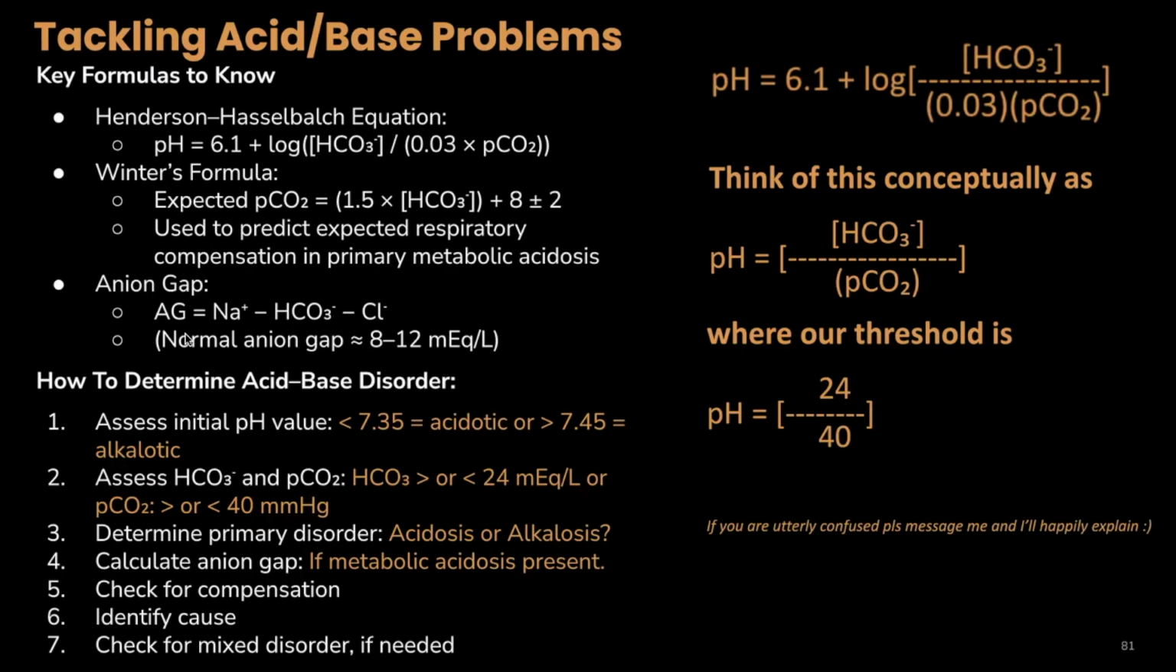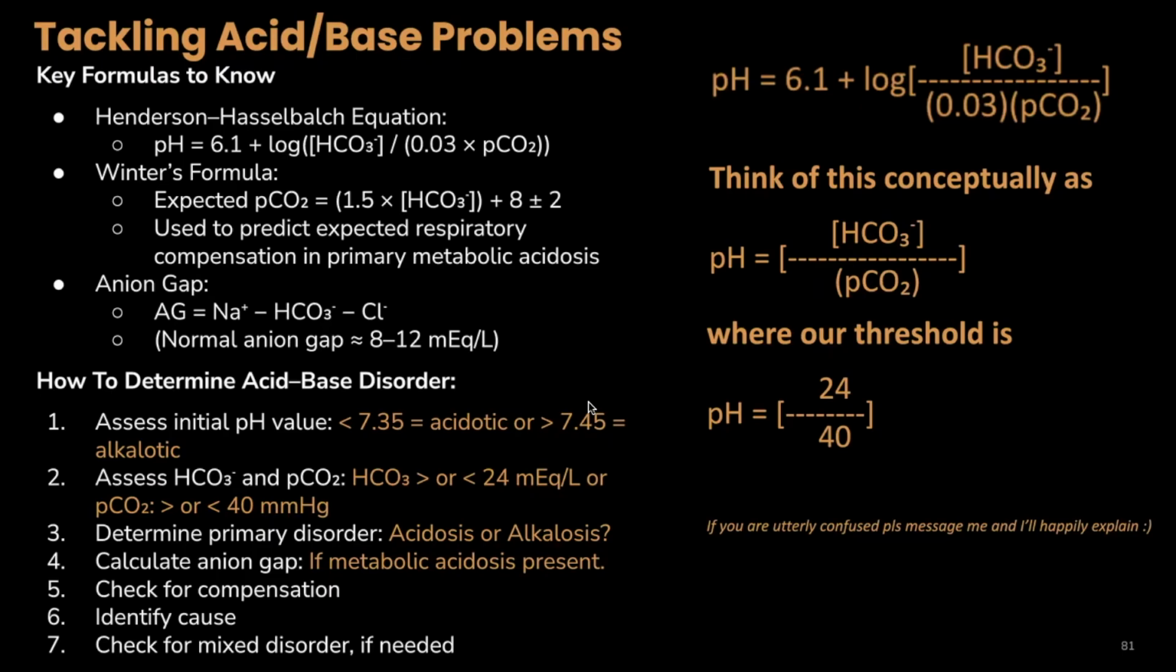And then an anion gap is something that we can calculate once we identify that a patient is in metabolic acidosis. So how are we going to tackle these problems? The first thing we're going to do is assess the serum pH level. If it's below 7.35, the patient is acidotic. If it's greater than 7.45, it's alkalotic.